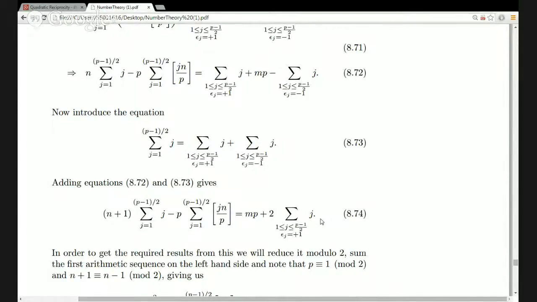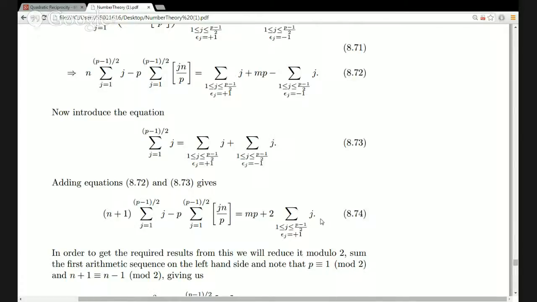We've still got the minus p times all that. Yeah, that's still there. On the right-hand side, you've still got your mp. But this second summation is gone because it's been cancelled by this one, plus this sum. And this other summation here has now got a 2 in front of it because you've added it to itself. And it's this expression now which we can simplify modulo 2.